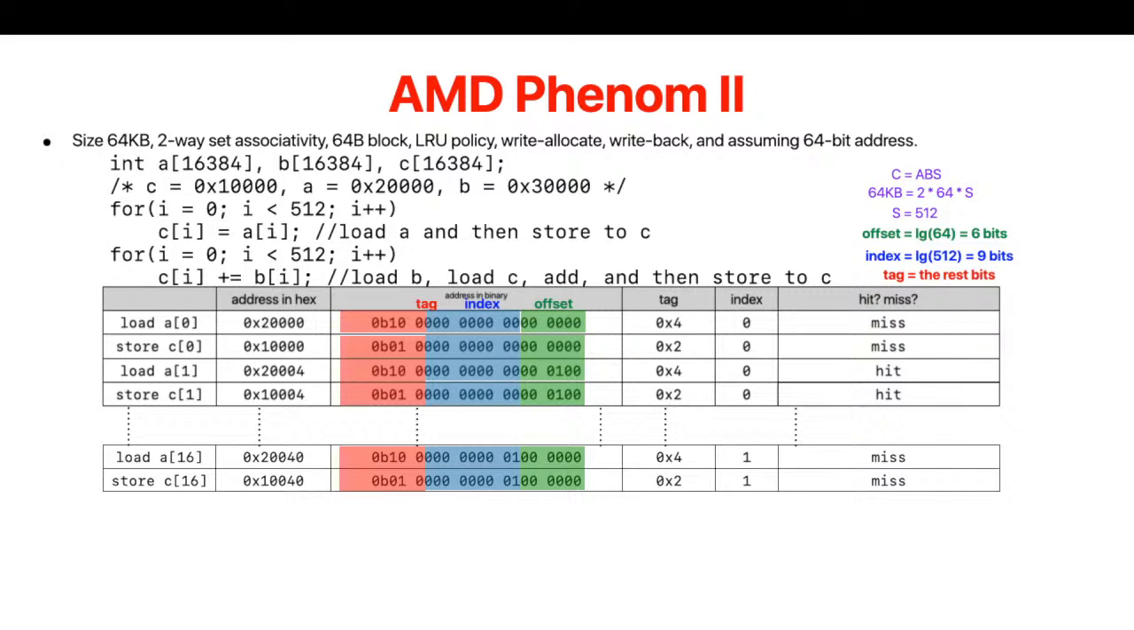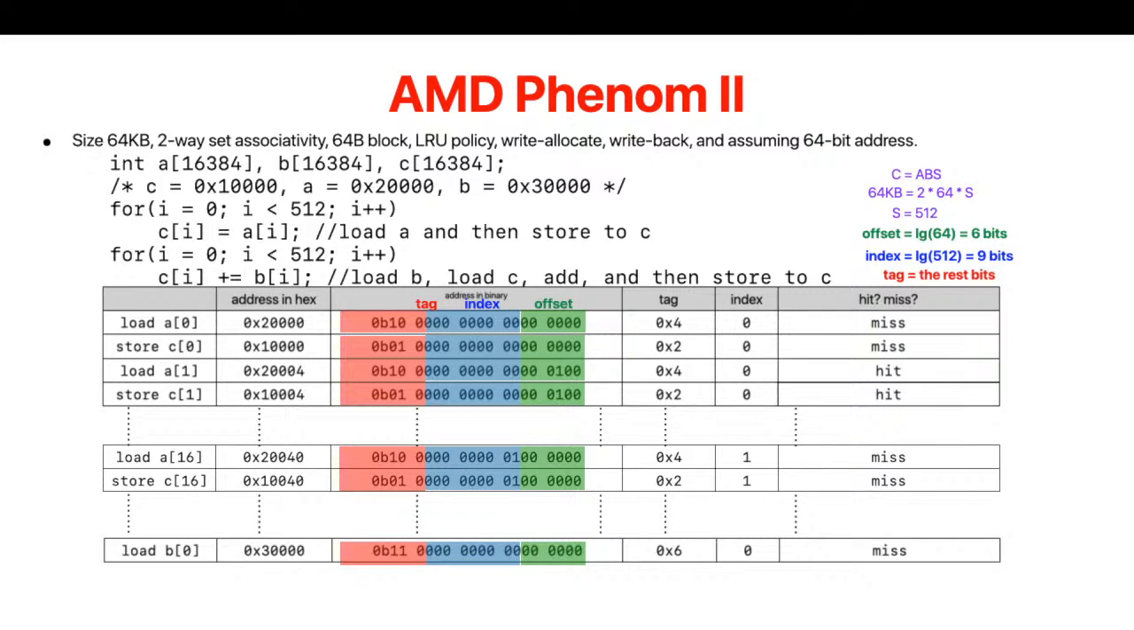That's the first loop. Now, for the second loop, we already have the values of A. Now you do C equals C plus B[i], which means that you will load the content of B, load the content of C, add them together, and store them to C. So you have 3 memory accesses, but these 3 memory accesses are on B and C. First of all, you are going to load B, and this is the first time in our code using B. So here there must be a miss. How about C?